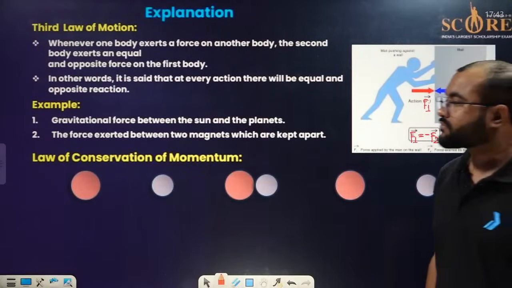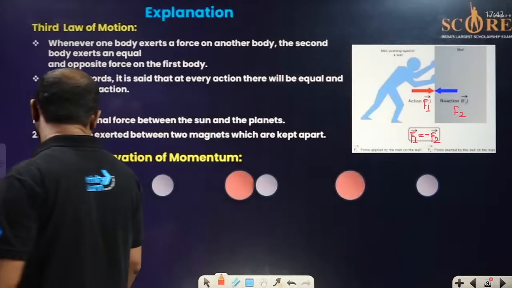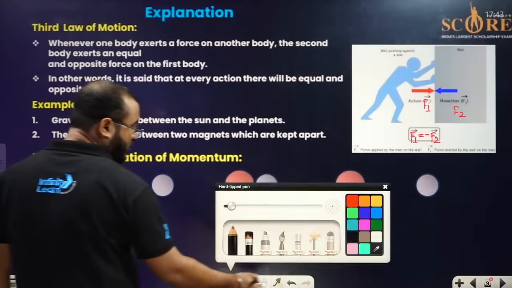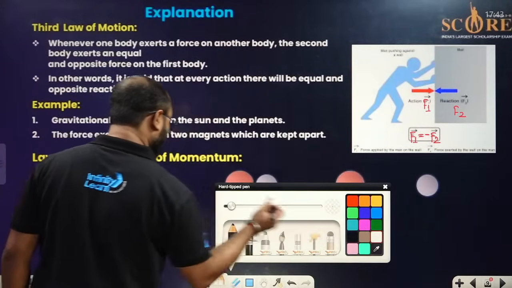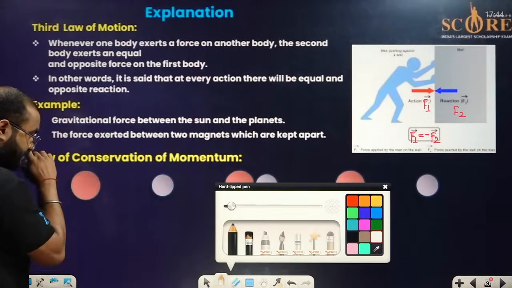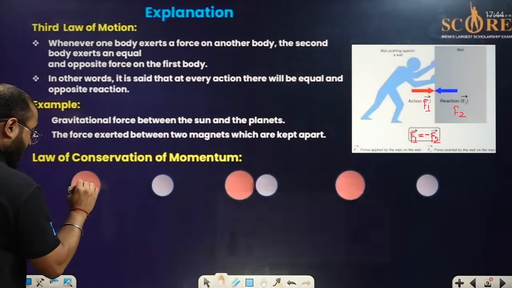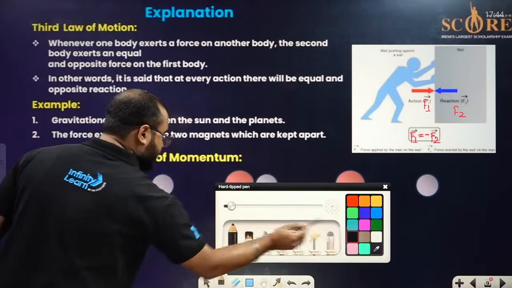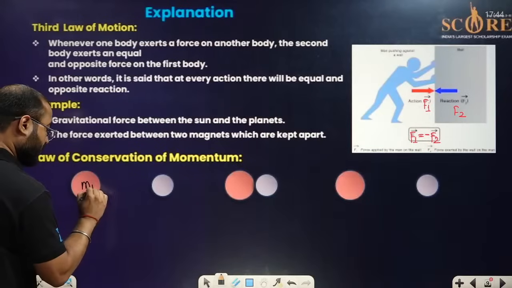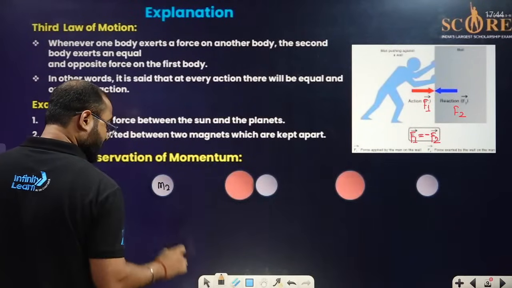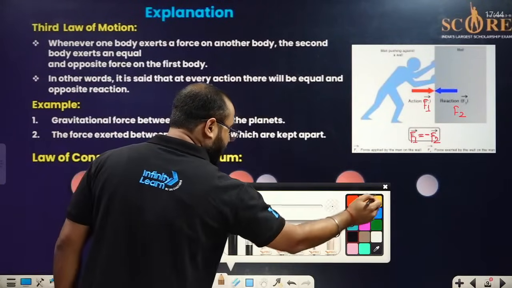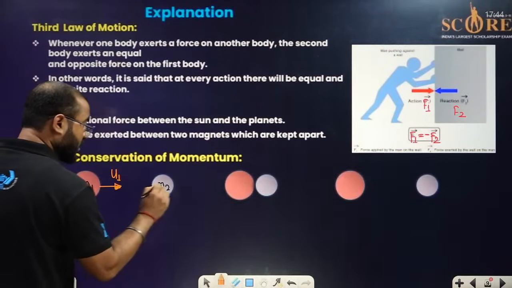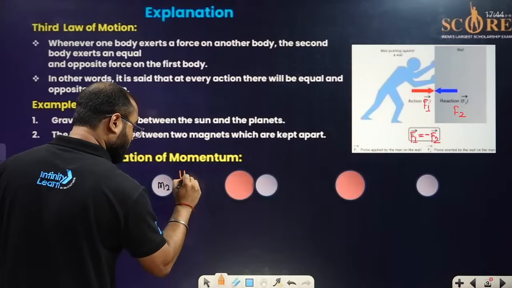Now, let us move to the next one, everyone. Let us talk about the law of conservation of momentum. The law of conservation of momentum is a very simple thing. We don't have to bother that much. Let us suppose that there is a body of mass m1 and a body of mass m2. Getting my point? What is happening? The mass m1 is moving with the velocity u1. The mass m2 is moving with the velocity u2.